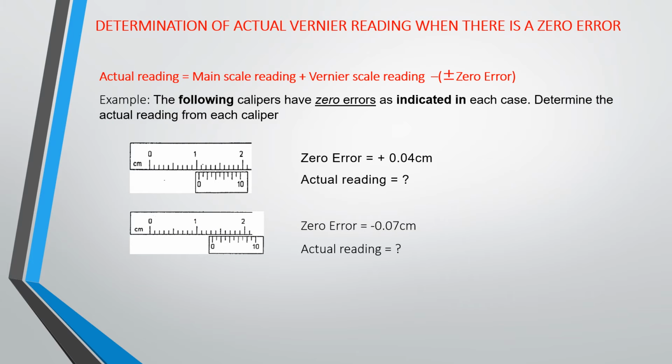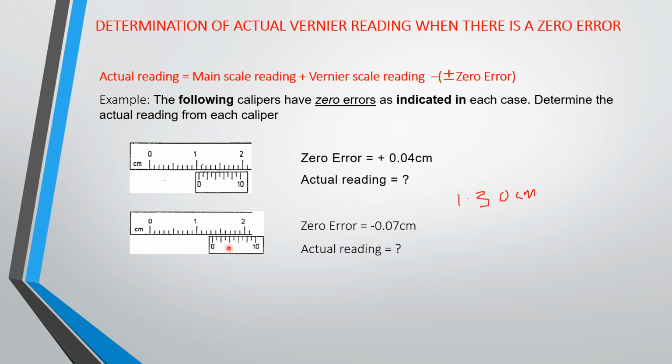Okay, so this is another example. Right away too, we are going to do the same thing that we did for the first one. Just take your main scale reading. This is 1.3, so that is 1.30 centimeters. Then you come to your Vernier scale and check the reading that has the mark corresponding to that of the main scale.